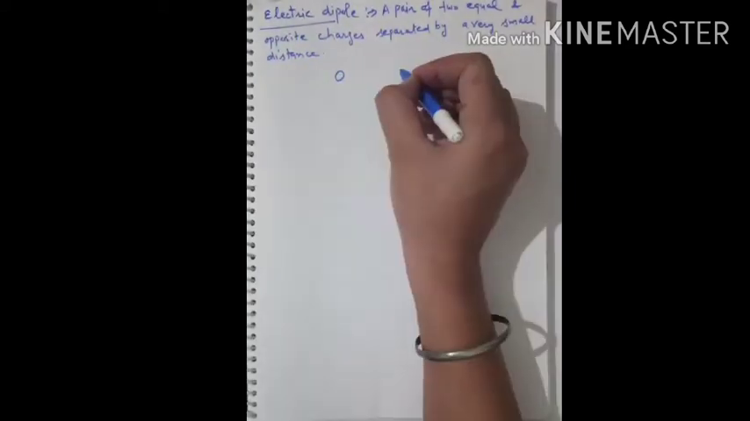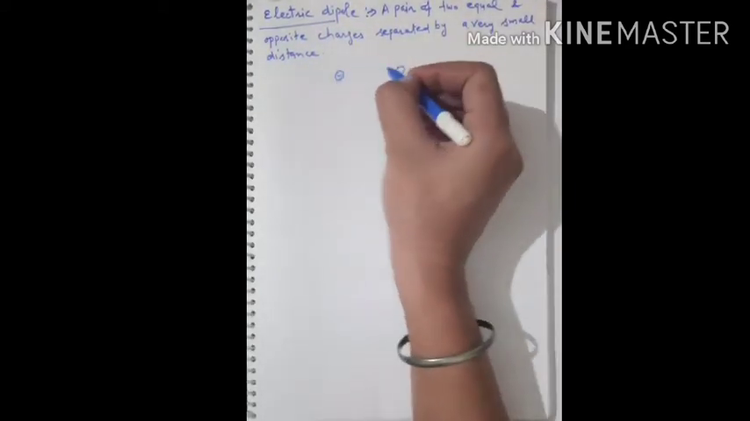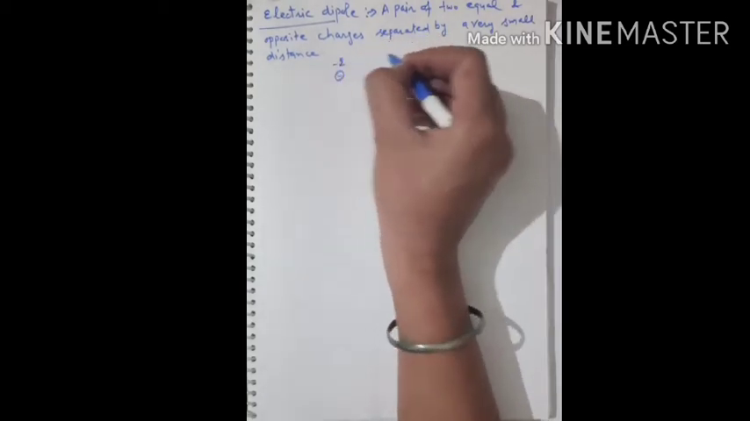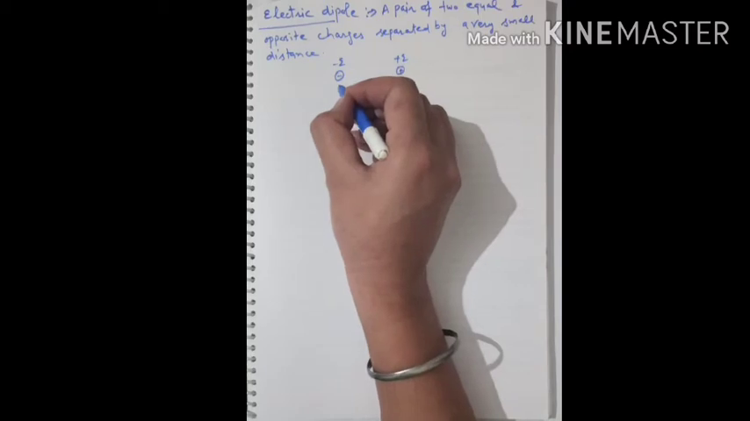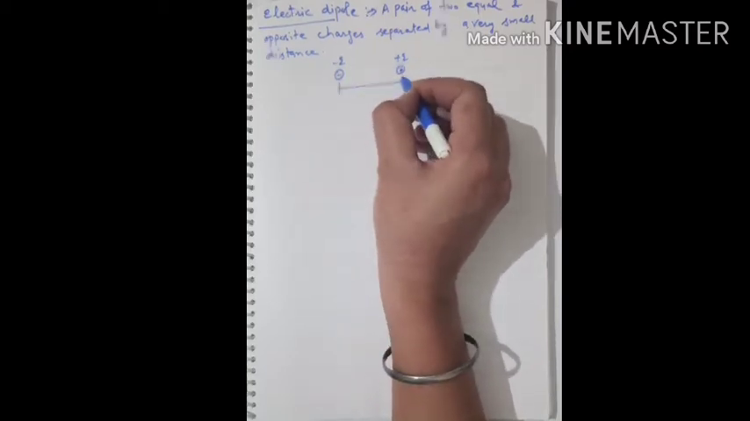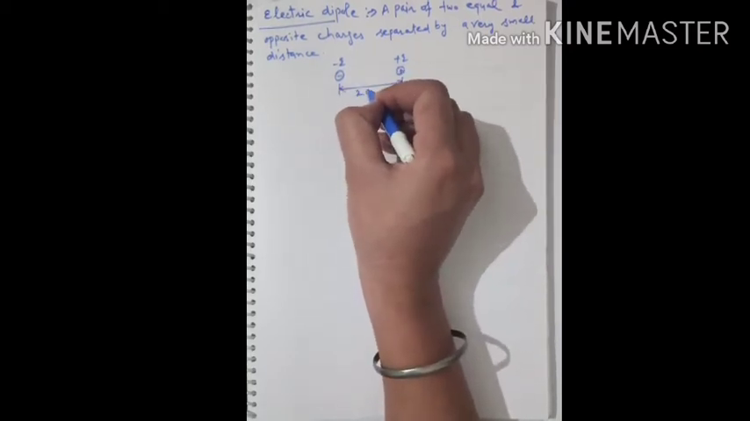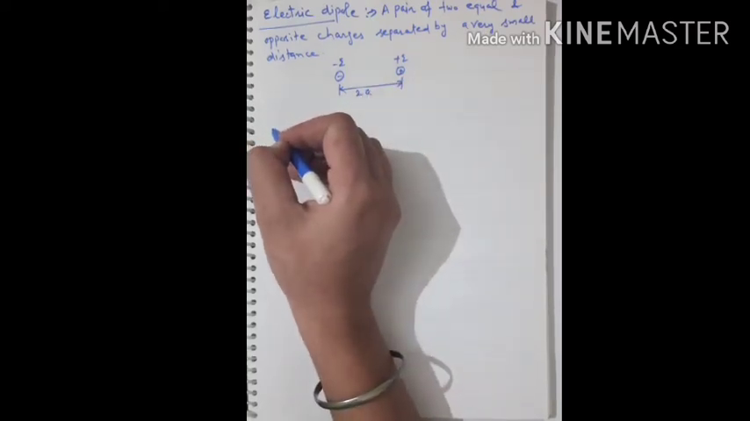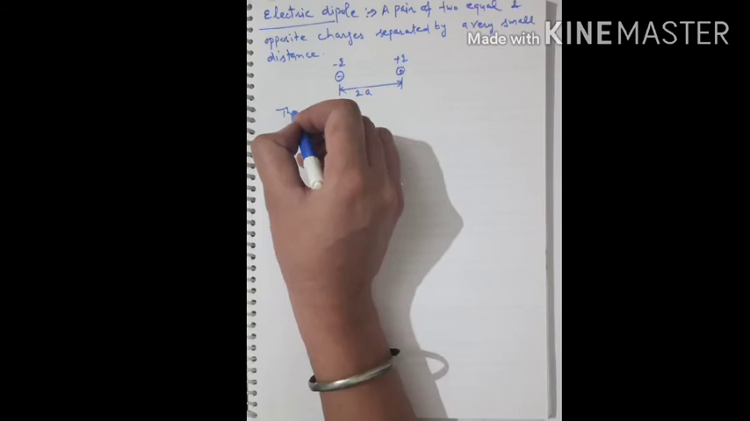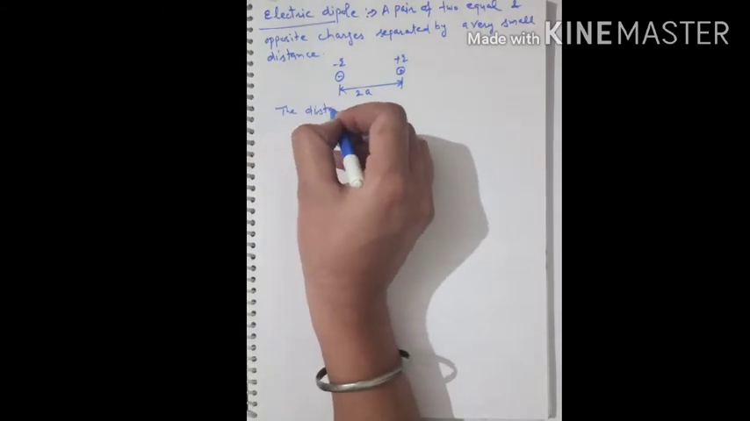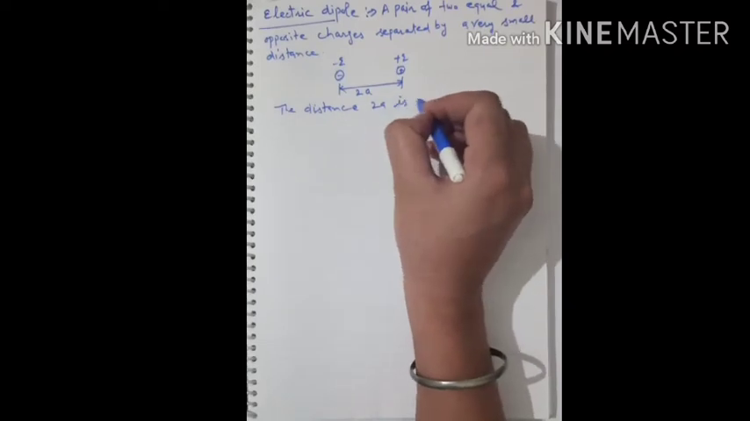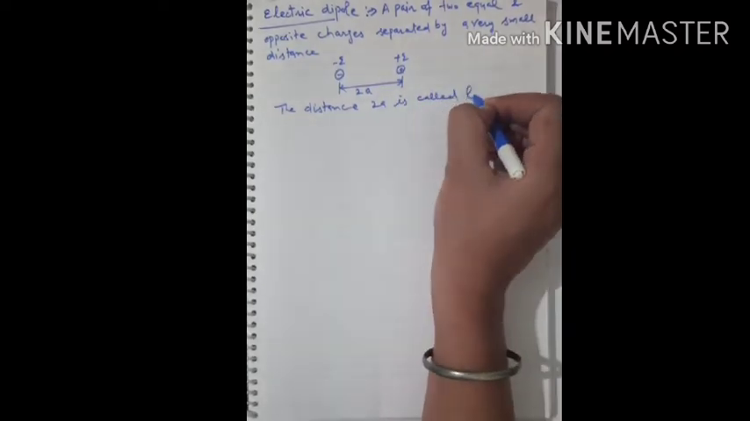Suppose we have a pair of equal and opposite charges, one positive and one negative, minus q and plus q. Both charges are separated by a small distance, which is 2a. The distance 2a is called the length of the dipole.